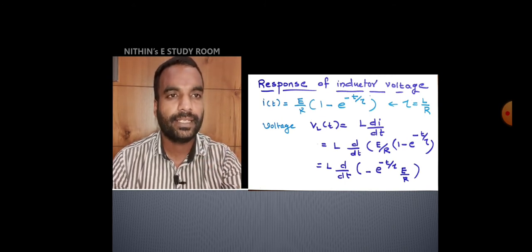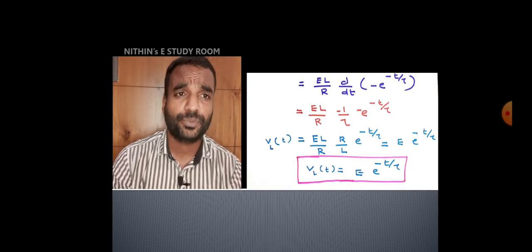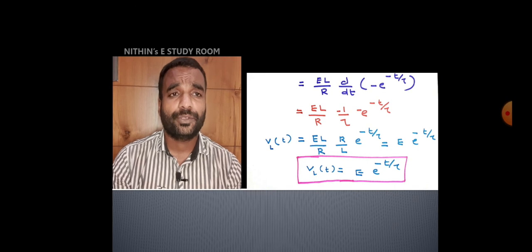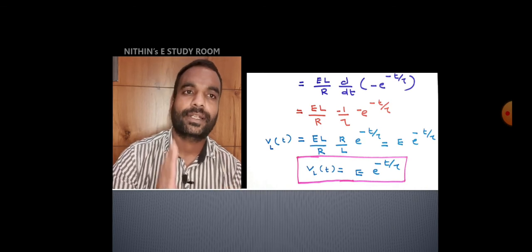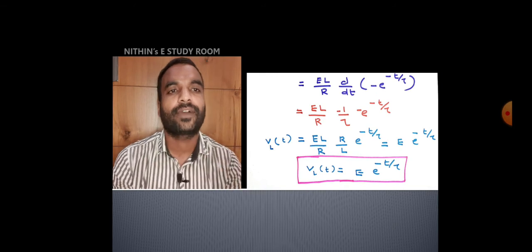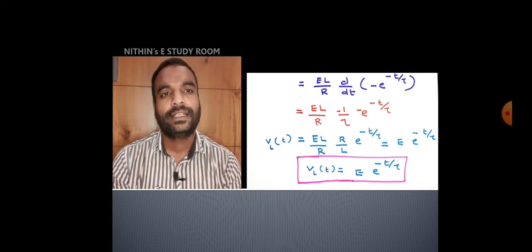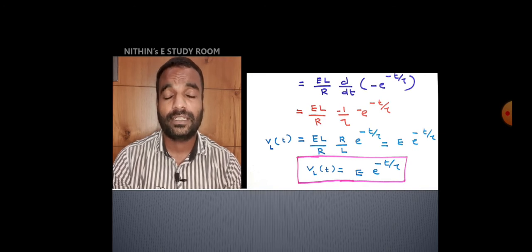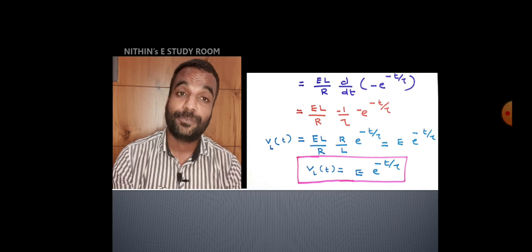If you are taking E by R outside, it will become L E by R into d by dt of minus e raised to minus t by tau. So you will get E L by R into minus 1 by tau into e raised to minus t by tau. If you cancel all these things, you will finally get E into e raised to minus t by tau. So VL of t, or the expression for voltage, is equal to E into e raised to minus t by tau.